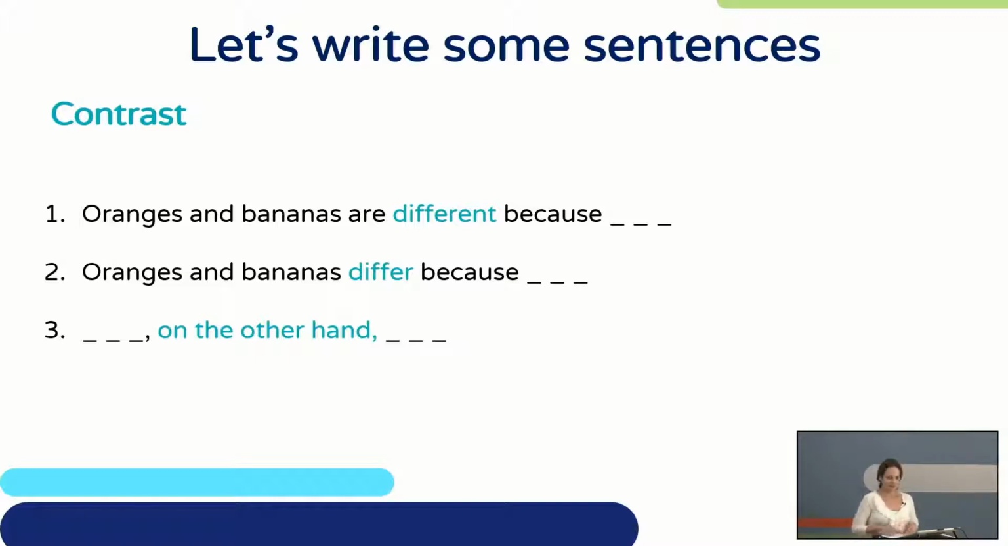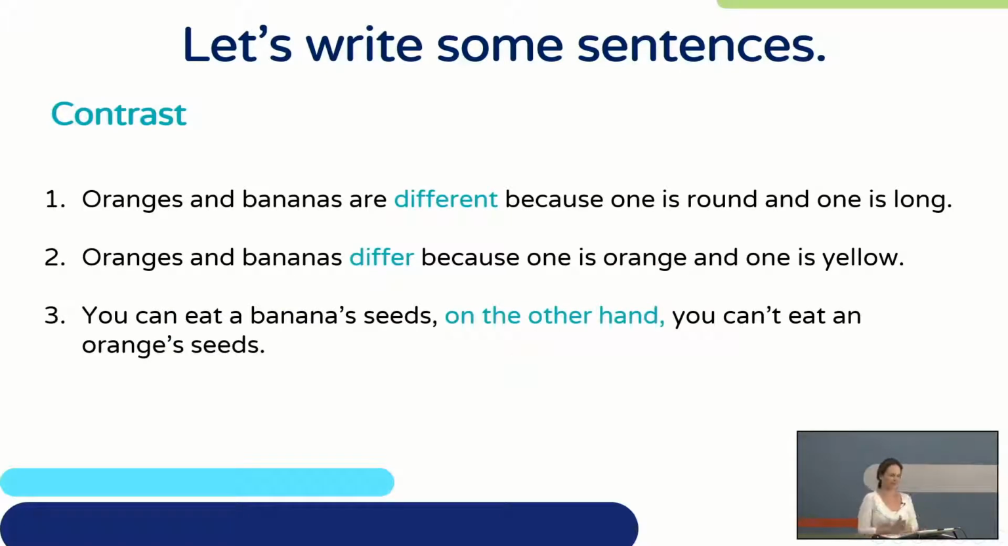So think back to the Venn diagram that we did, where we wrote what oranges are, what bananas are, and how they're the same in the middle. And now try to fill in your sentences. I'm going to give you guys a couple of seconds to do that, and then we're going to check them. I'll show you my answers. Okay, guys, I hope you had enough time. Now let's go over them.